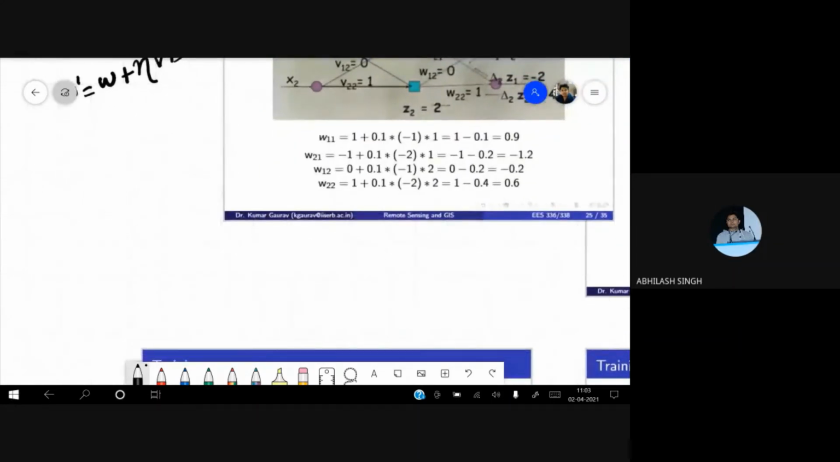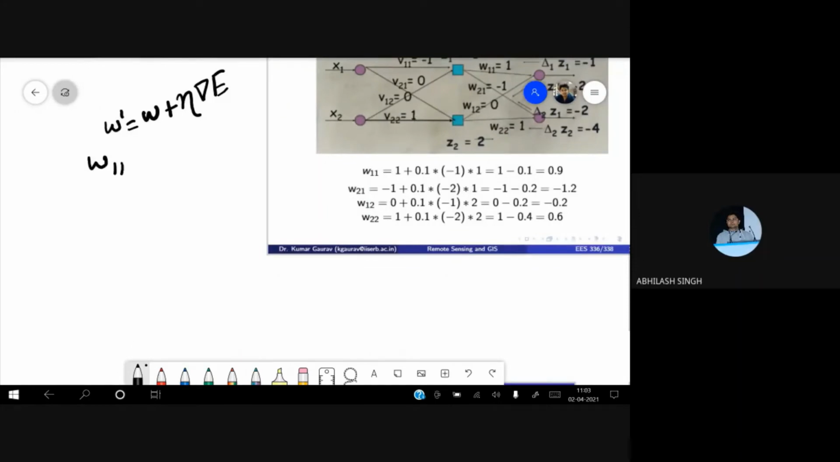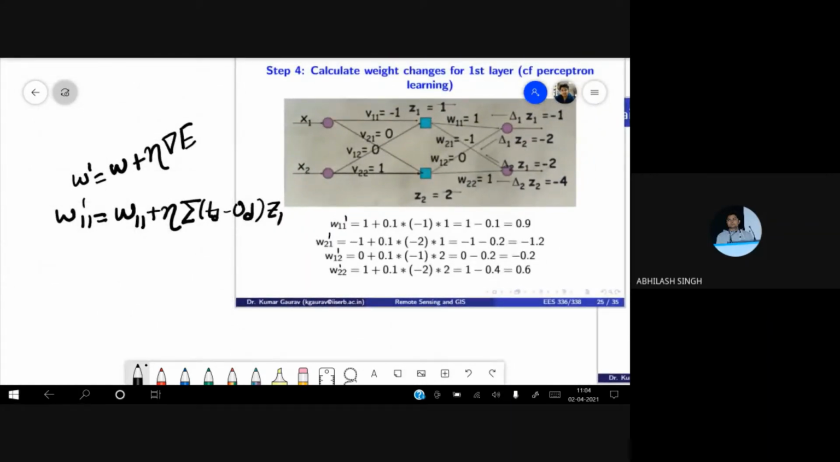So we will just write the same thing. W11 dash, that is the new weight, will be equal to the initial W11 plus eta times TD minus OD, desired minus the output, times Z1. Since we are getting the values through backward, that's why this Z1 comes into play. For W11 this value is nothing but delta 1. Similarly we can write a formula for W21 dash, which is W21 plus eta delta 2 Z2.